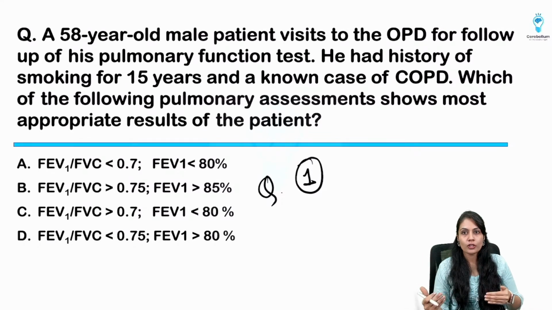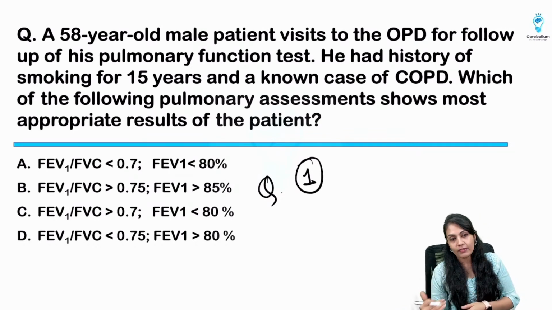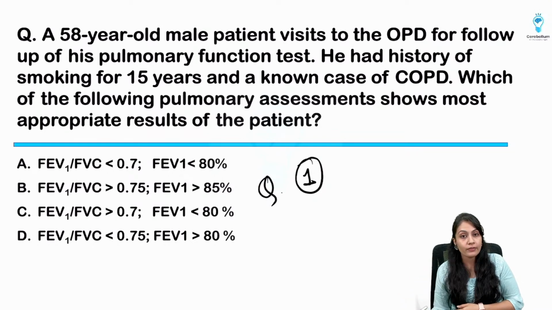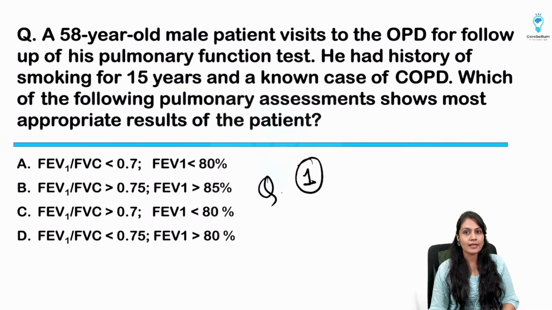Option A, both are going to decrease. Option B, the FEV1 and FVC are going to be more. The index is more and the FEV1 is more. The index is more but the FEV1 is less, or vice versa? Just tell the answer.